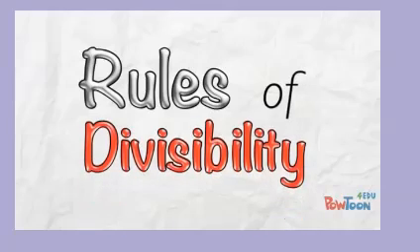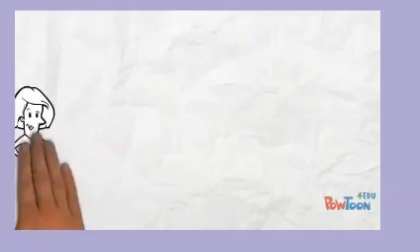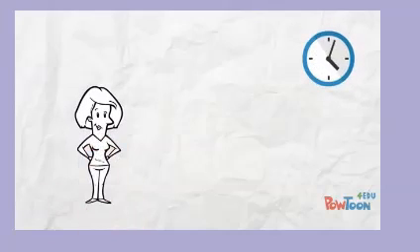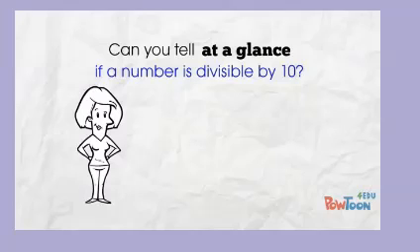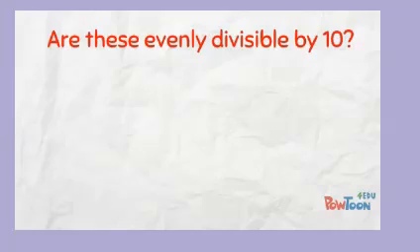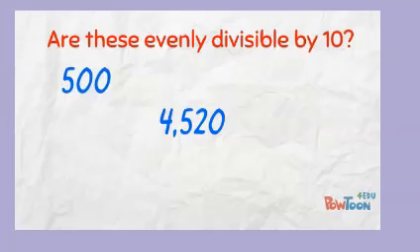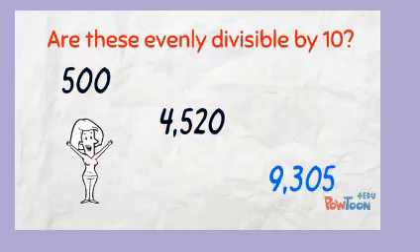Rules of divisibility: 10. In the next 30 seconds, we will see if you know how to tell at a glance whether a number is divisible by 10. Think it, don't say it. Are these numbers evenly divisible by 10? 500, 4,520, 9,305. If you think these numbers are evenly divisible by 10, you've got it.